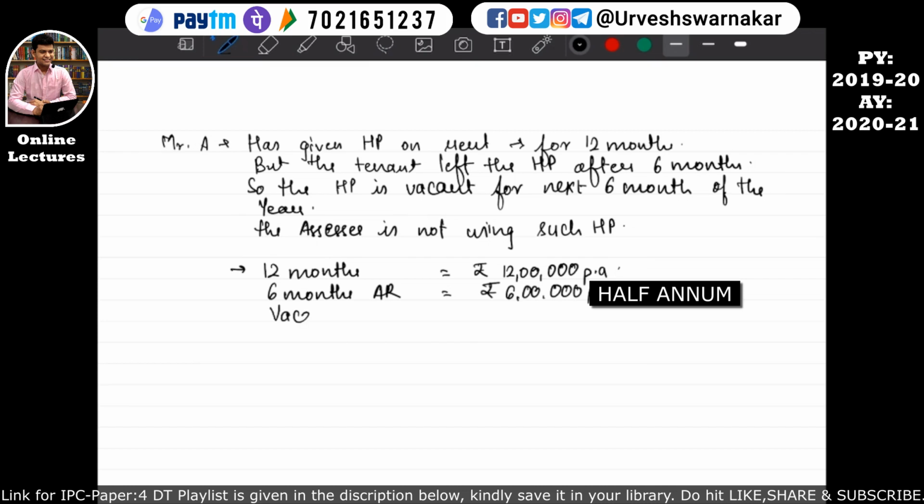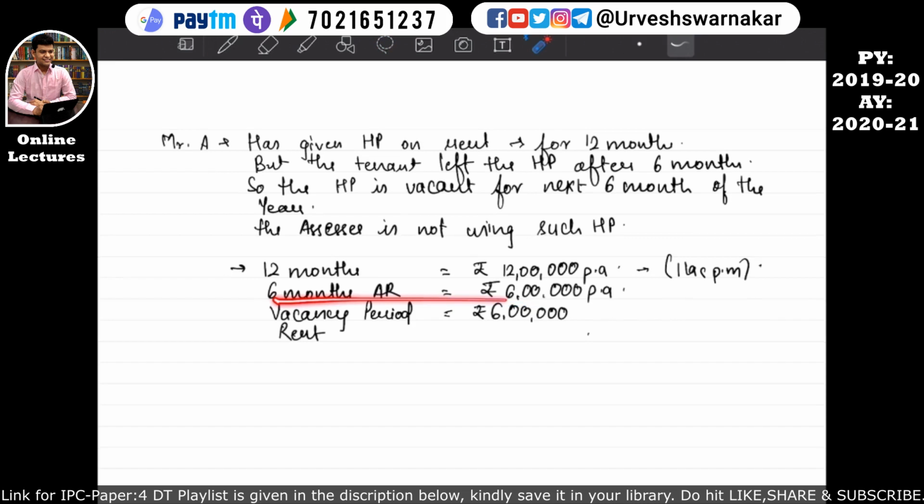And vacancy period rent is equal to rupees 6 lakhs only, okay. 1 lakh per month is the rent of the house property, but the tenant only used the house property for 6 months, so the vacancy period rent is 6 lakhs and the actual rent for the 6 months is 6 lakhs, okay.